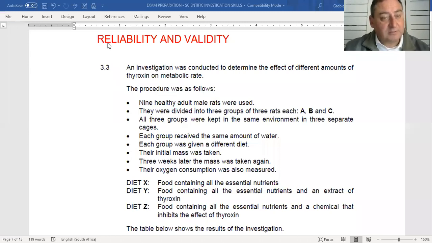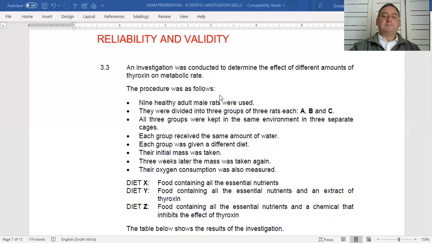It's R. Please always write that. You will always score marks. R, repeat, reliability. Now look at this one. An investigation was conducted to determine the effect of different amounts of thyroxine, that hormone, on metabolic rate. The procedure was as follows. They used here 9 adult male rats.